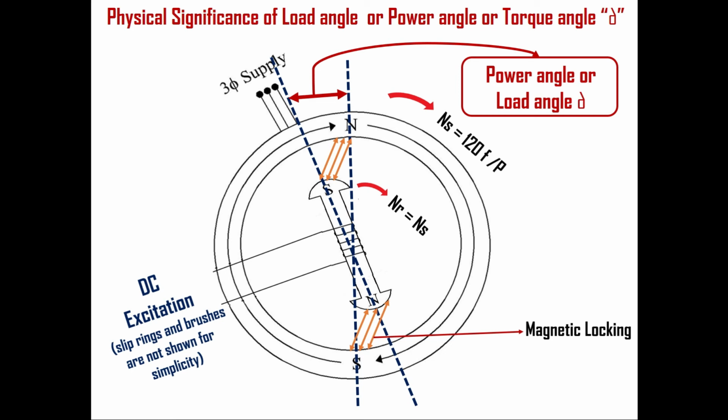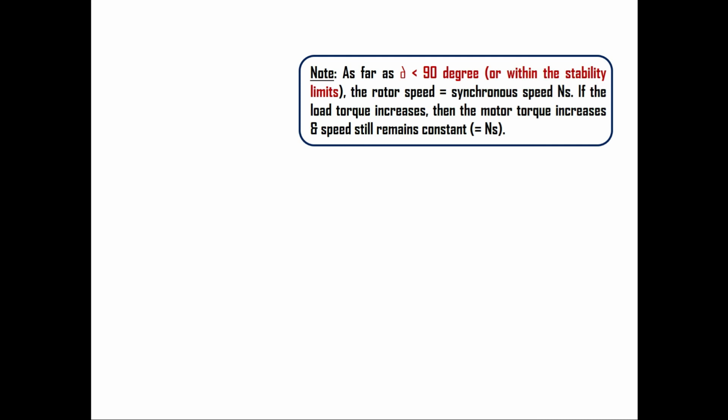It is to be noted that these good things will happen until this power angle or load angle or torque angle delta is less than 90 degree, or in other words, within the stability limits. If load angle delta is greater than 90 degree, then everything will collapse and the synchronous motor will be unstable. So as far as delta is less than 90 degree or within the stability limits, the rotor speed is equal to the synchronous speed Ns.